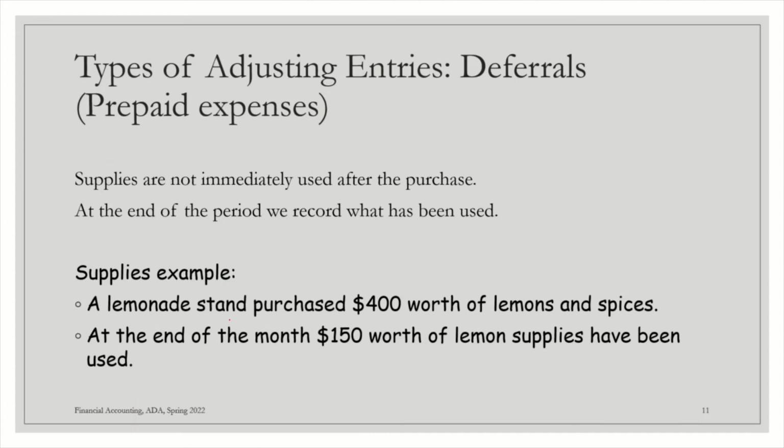Now, let's go to more direct examples. We had supplies. We are not immediately recording the usage of the supplies. After the purchase, we don't right away use them. We buy them, we keep them, and we probably use them slowly, bit by bit. But at the end of the period, we record what has been used. If you remember the example when we had a sale, someone immediately confused it and said, oh, we have to reduce the inventory.